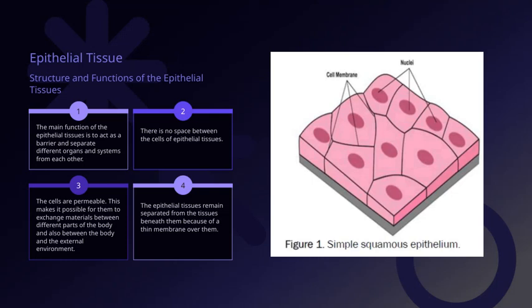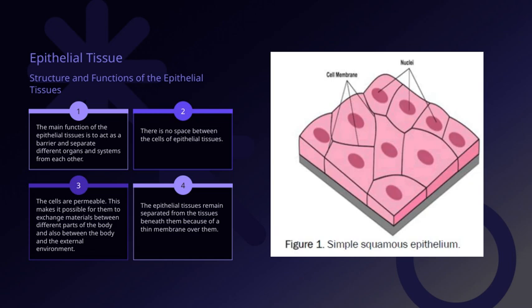Let's take a closer look at epithelial tissue. The main role of these tissues is to act as a barrier, effectively separating different organs and systems within the body. This separation is essential for maintaining proper function and preventing unwanted interactions. One important point to remember is that there is no space between the cells of epithelial tissue. They are tightly packed together, which helps form a continuous, protective layer.